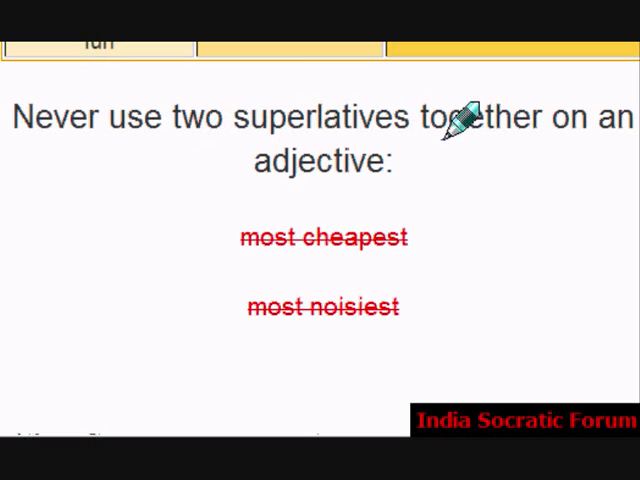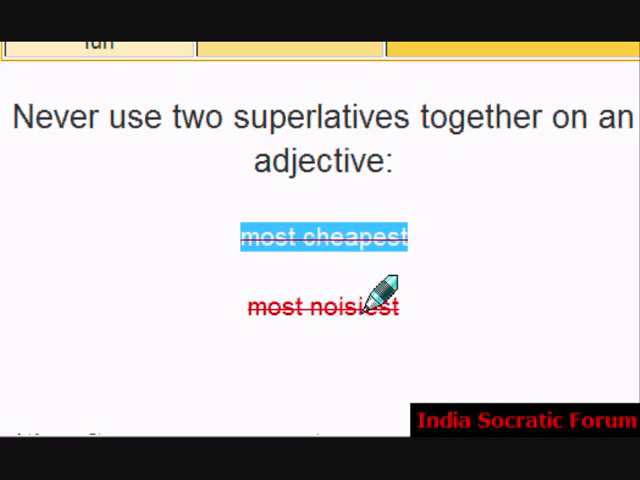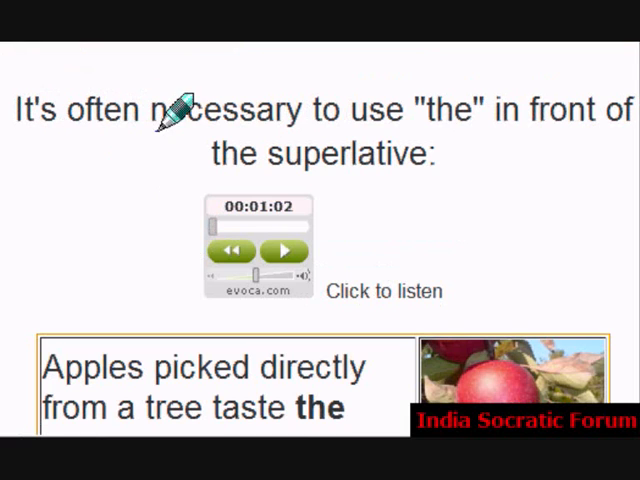Never use two superlatives together on an adjective. What do you mean by this statement? That is, don't use cheapest as superlative and don't add most to it. Most cheapest, most noisiest. These are all bad usage. It's wrong. Always remember, it's often necessary to use the article, the, in front of the superlative.